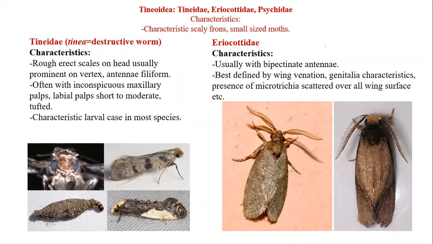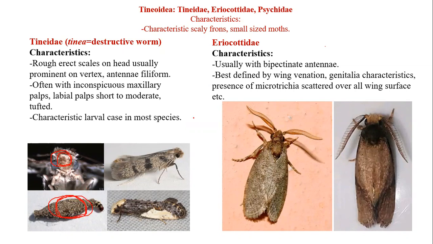However, I think that they are very cute moths. The family is characterized by rough and erect scales on their head. You are seeing here that their head contains very rough and erect scales. And secondly, they often have inconspicuous maxillary palps, which can't always be visible from photographs. And they have a very noticeable character, which is that their larva makes a characteristic larval case. You are seeing here, which is seen very often in our house.